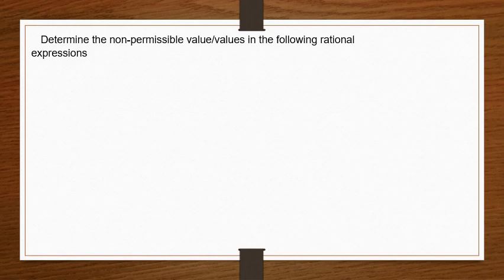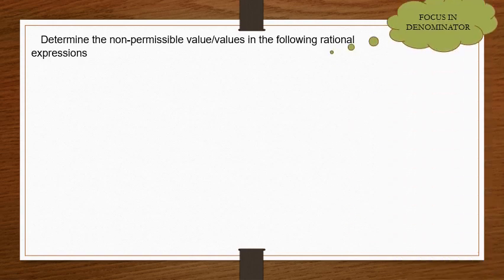Determine the non-permissible values in the following rational expressions. So focus on the denominator. Let's have the example: 1 over b. The answer for this one is very easy: b is not equal to 0. As you remember, the rational algebraic expression has a rule. So what is that rule? The denominator must not be equal to 0. So this is the non-permissible value.